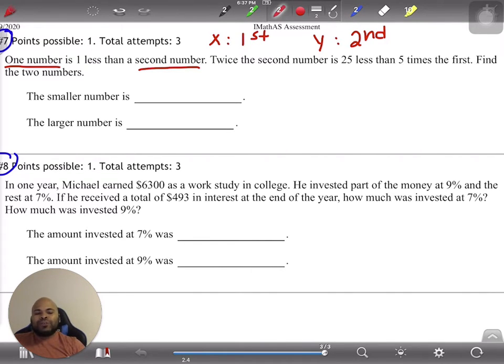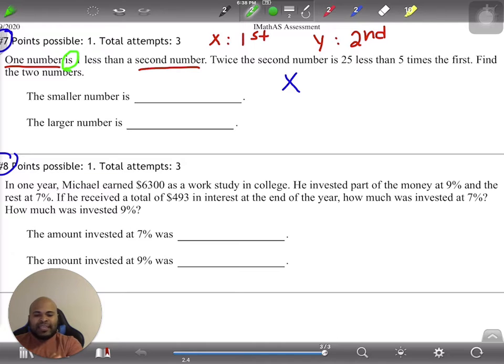Now, I'm going to reread the first sentence so I can write an equation exactly how I'm reading it. One number is, well, this is the first number. My first number is x, so I'm going to write down x, and this means equal sign.